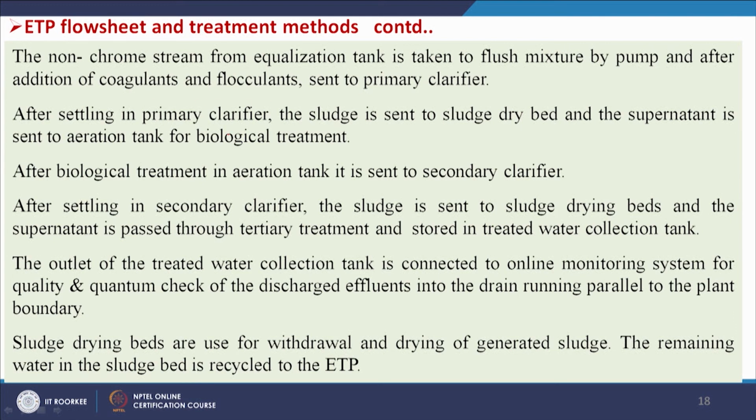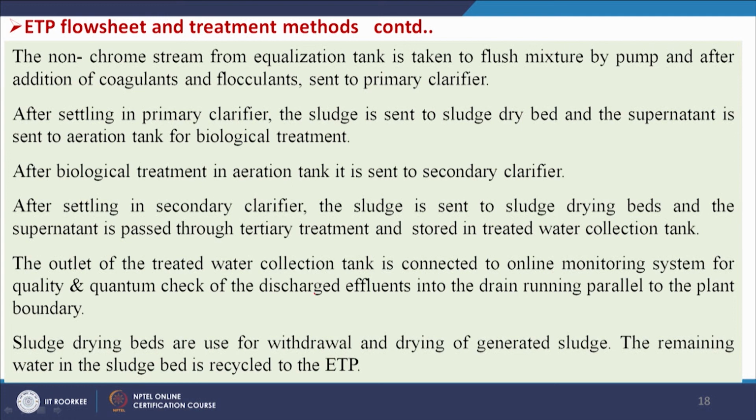So, after settling in the primary clarifier, the sludge is sent to the sludge drying bed and the supernatant is sent to the aeration tank for biological treatment. After biological treatment in the aeration tank, it is sent to the secondary clarifier. After settling in the secondary clarifier, the sludge is sent to the sludge drying bed and the supernatant is passed through tertiary treatment and stored in the treated water collection tank.